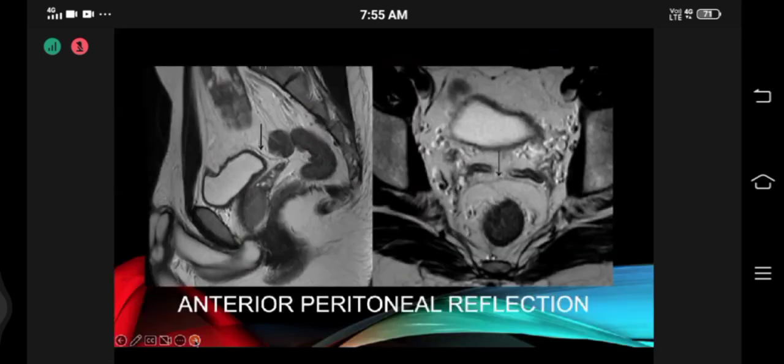Like I said, this is the anterior peritoneal reflection. This is the seminal vesicle, prostate, and this is the tumor. This is the rectum. This is the anterior peritoneal reflection. Why I am saying this is because anterior peritoneal reflection involvement upstages the tumor to T4a, and the extent of surgery would be different as compared to the TME and the mesorectal fascia involvement.